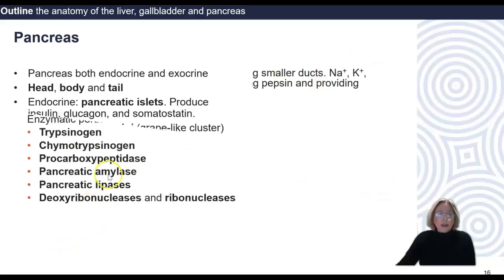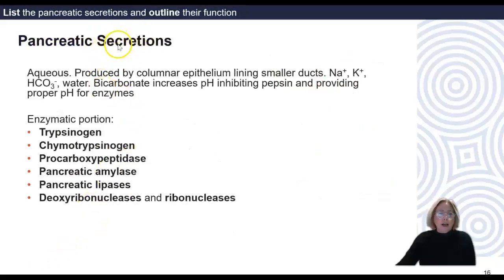So what's actually in this pancreatic secretion? Well, firstly, we have an aqueous component, and that's produced by the columnar epithelium lining those smaller ducts: sodium ions, potassium ions, bicarbonate, and water. Now, the bicarbonate is obviously acting as a buffer, and it increases the pH by inhibiting pepsin and providing the proper pH for the pancreatic enzymes.